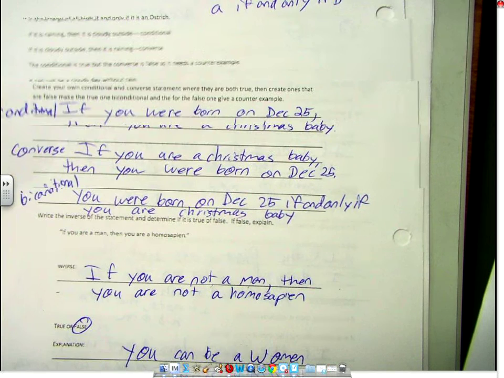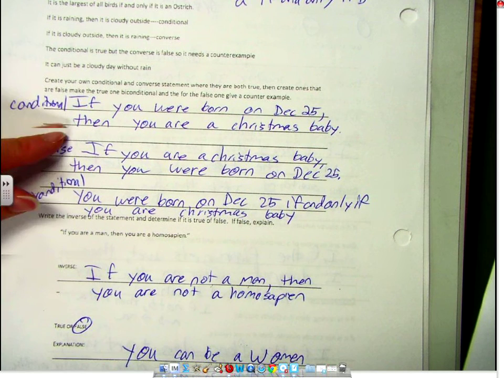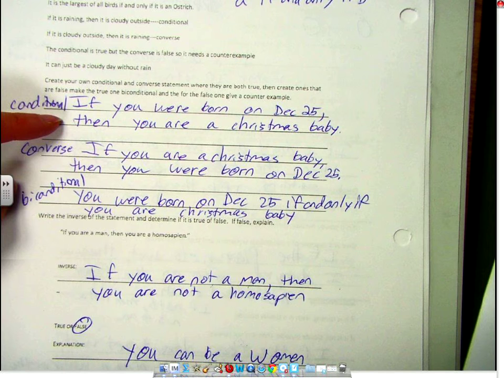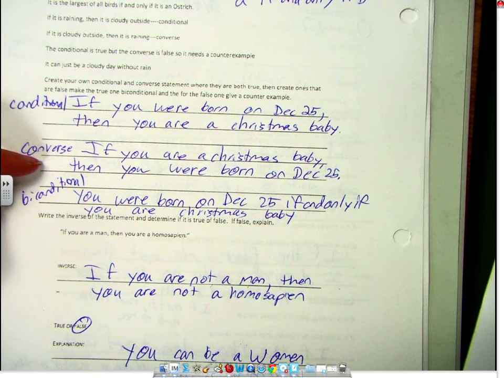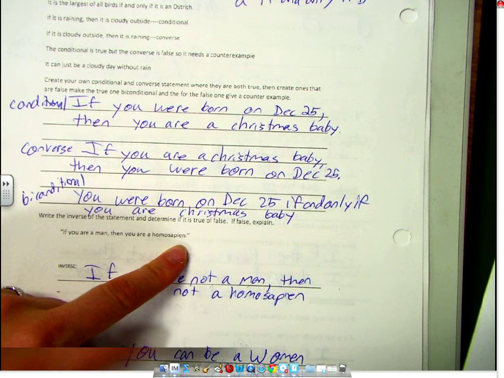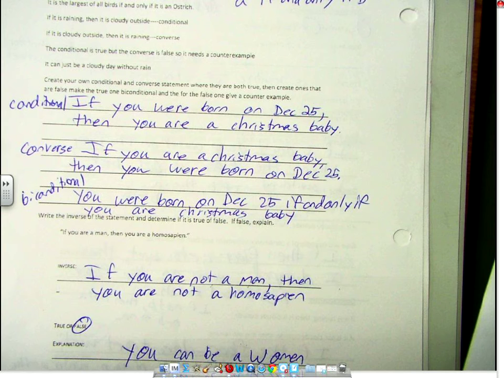Okay, here's my conditional statement. If you are born on December 25th, then you're a Christmas baby. Converse, if you are a Christmas baby, then you were born on December 25th. So my biconditional statement, do we agree that both the conditional and converse are true? Okay, so my biconditional, you were born on December 25th, if and only if you're a Christmas baby. But then you had to do another one, but my handwriting's too big.